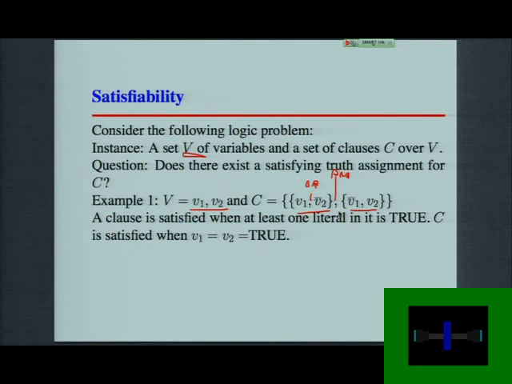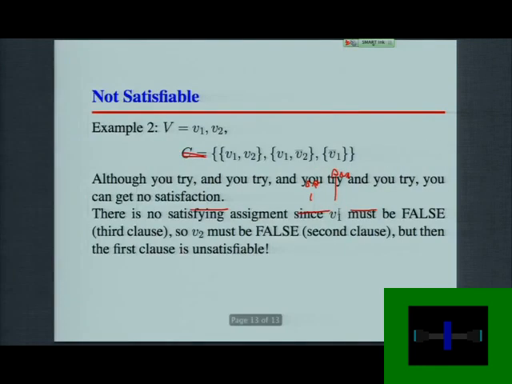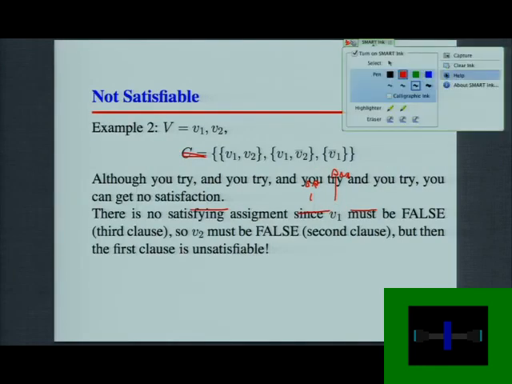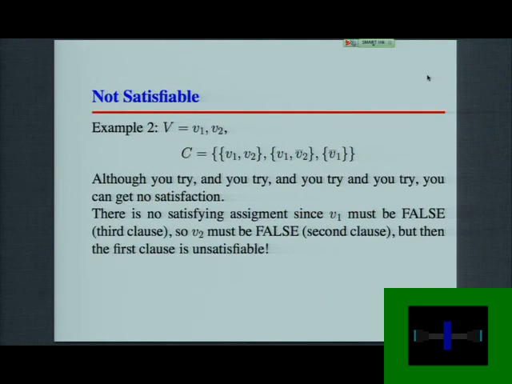What about another problem, though? Here is another problem, and this one has three clauses to it. Maybe let me lower it so you can see the expression a little better. Where we had before V1 or V2, V1 or not V2, and not V1. The ands mean we have to make all three of those clauses simultaneously true.